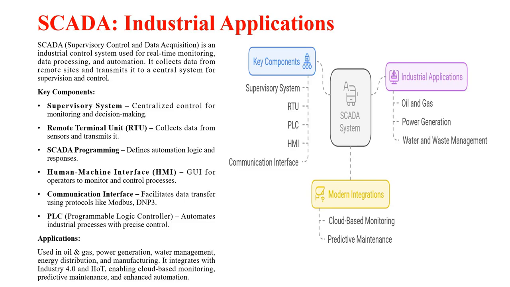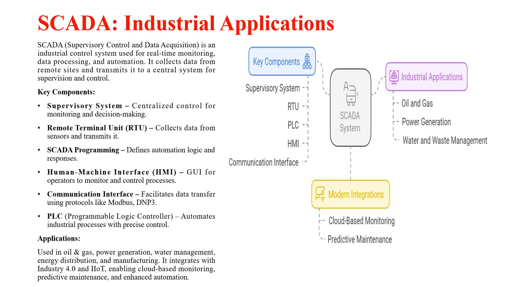The key components of SCADA are the supervisory system, where the central control system oversees all operations and processes data, and also generates reports and enables decision making. Then you have the remote terminal unit, that is the RTU, a field device which collects the data from the sensors and transmits it to the supervisory system, and acts as an interface between the physical equipment and the SCADA network. Then you have SCADA programming, which configures how SCADA systems respond to different situations and involves logic and control sequences for automation.